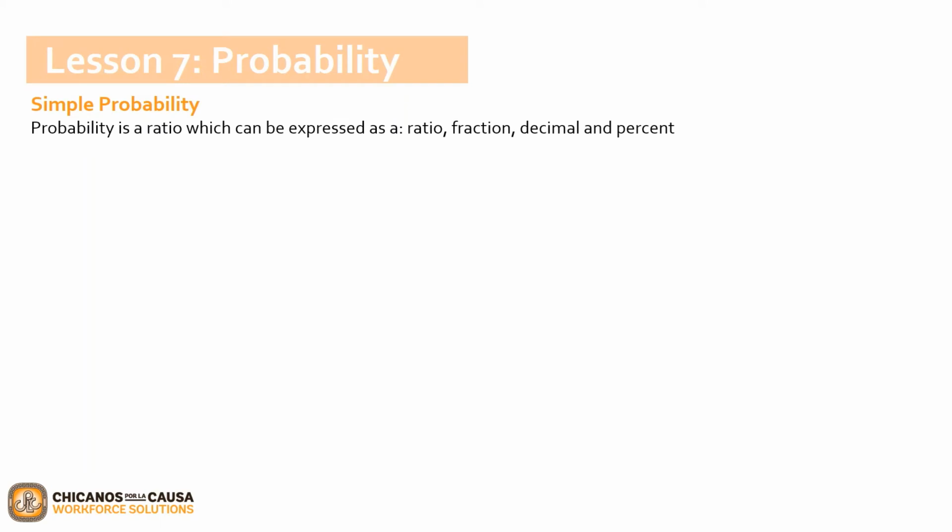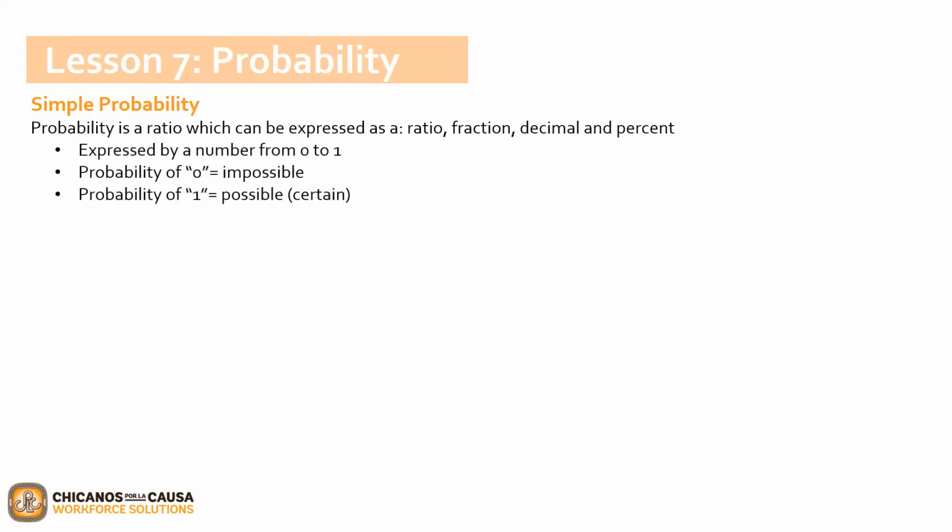Probability is a ratio, which can be expressed as a ratio, a fraction, a decimal, or a percentage. In the sense of simple probability, it can be expressed by a number ranging from 0 to 1. The probability of 0 technically equals impossible, while the probability of 1 is possible or certain. So what does that really mean?